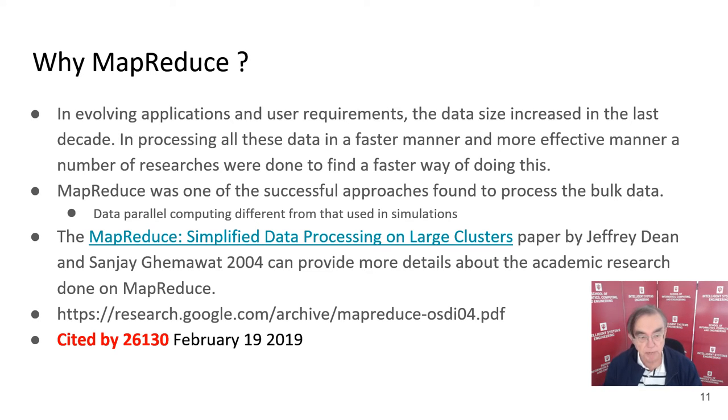So MapReduce is one of the most amazing ideas. Such a simple idea. It was known to all sorts of people, including me, for many, many years. But we never realized that it was the critical technology for processing lots and lots of big data. And this contribution of Jeffrey Dean and Sanjay Ghemawat came along in 2004. As of February 19th, 2019, it has been cited 26,130 times. It's obviously gone up. It just changed things.